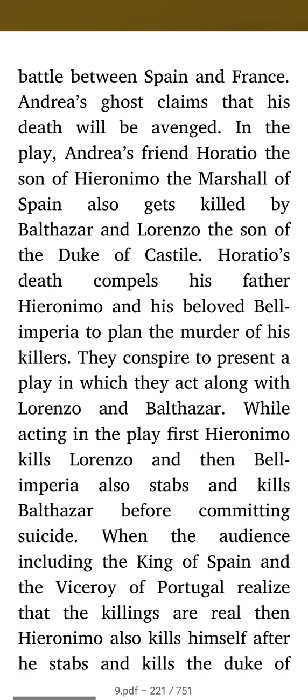Horatio's death compels his father Hieronymo and his beloved Belimpedia to plan the murder of his killers. They conspire to present a play in which they act along with Lorenzo and Balthazar. While acting in the play, first Hieronymo kills Lorenzo, and then Belimpedia also stabs and kills Balthazar before committing suicide.